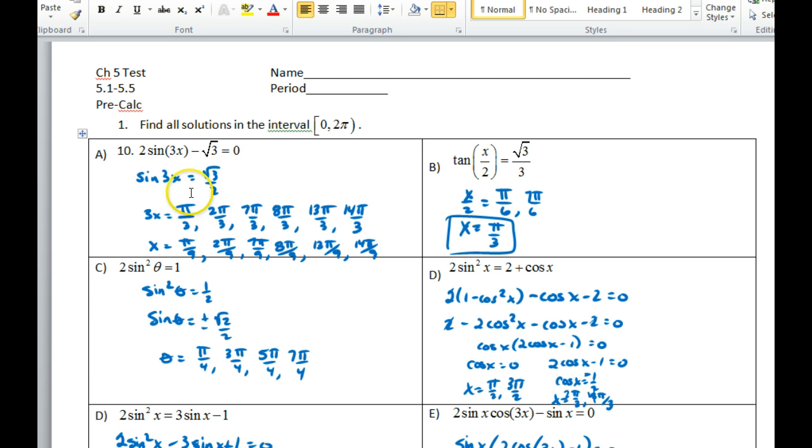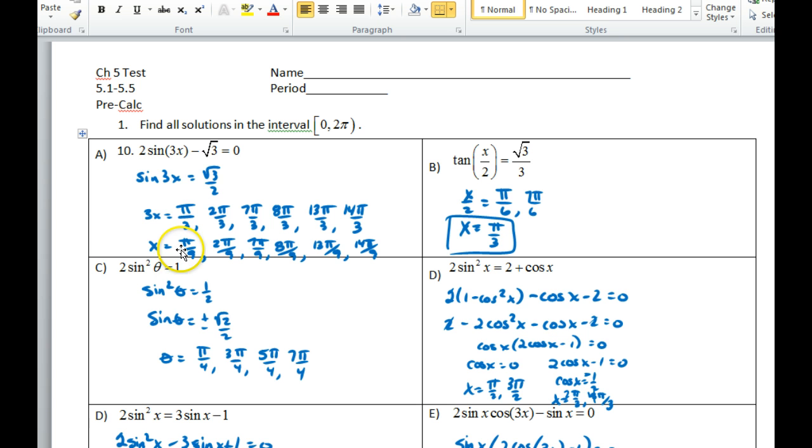Now what happens though is that since this curve is going 3 times as fast, I'm going to get three times as many solutions as I usually do. So I don't just get 2 of them, I'm going to get 6 of them. 3 times 2. So then I take this 3x and I set it equal to these two values. Then to get the next value, it comes off of this pi over 3. All I do is add 2 pi, and I add 2 pi. Same thing here. I take this 2 pi over 3 and add 2 pi, which is 6 pi over 3.